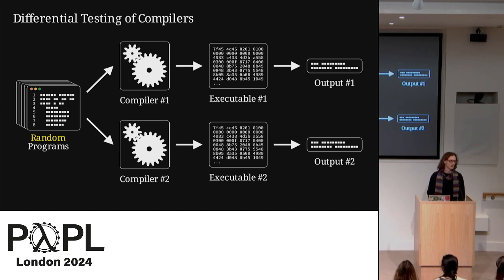So this is a method of testing compilers where you generate a whole bunch of random programs and feed them through 2 different compilers, and then run the resulting executables and ask, are the outputs that they give us the same? And if they are not the same, that indicates that there is a bug in one of the 2 implementations, assuming, of course, that our programs are deterministic.